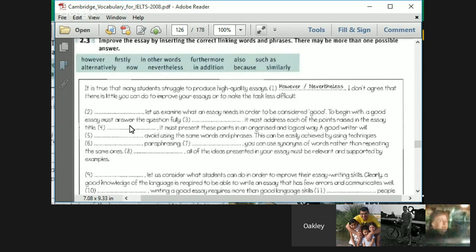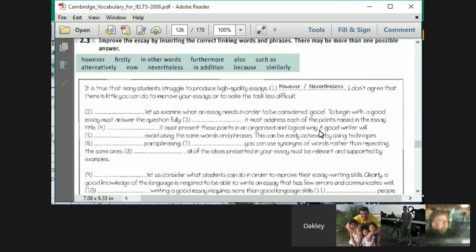And maybe, hmm, in addition. Okay. Or in other words. Uh, in addition. No, not in other words. This next point here is not saying it in another way. It's adding another point. So yeah, in addition, it must present these points in an organized and logical way. Okay, very good. In addition or furthermore would also work. Either one. Okay, very good.